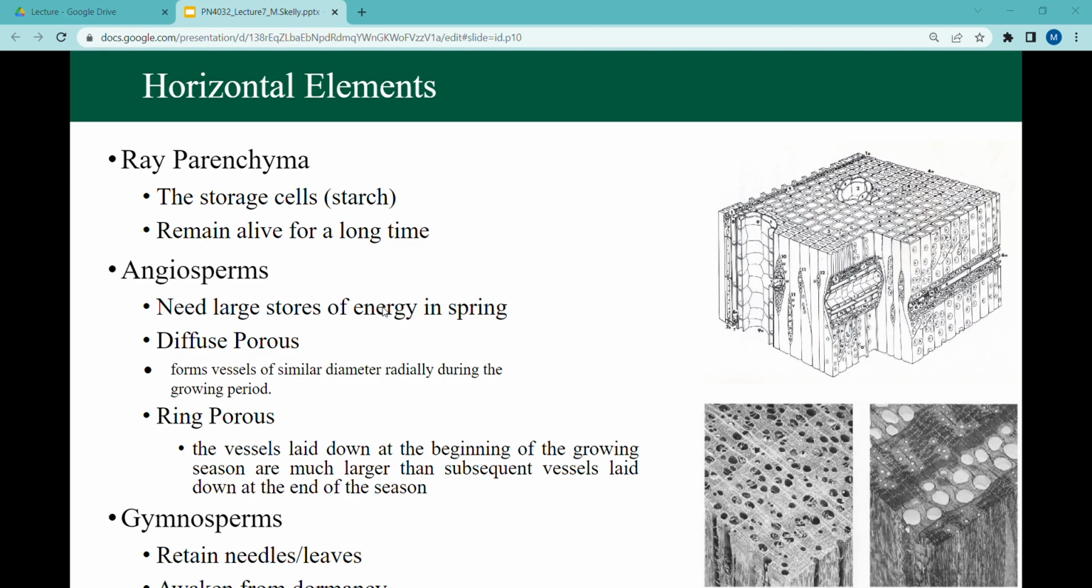Okay, so we're talking a little bit about a thing called diffuse porous, right? So diffuse porous is something that you'll see within angiosperms, and it's when we start talking about vessels and tracheids, and when we look at them at the end grain.